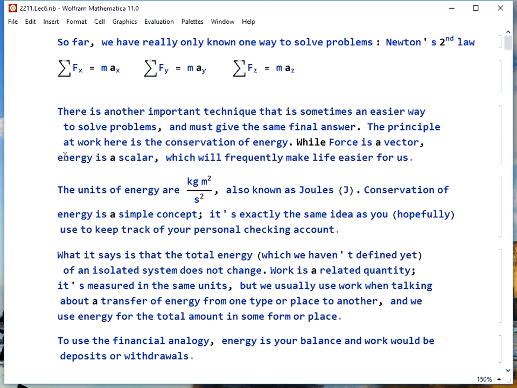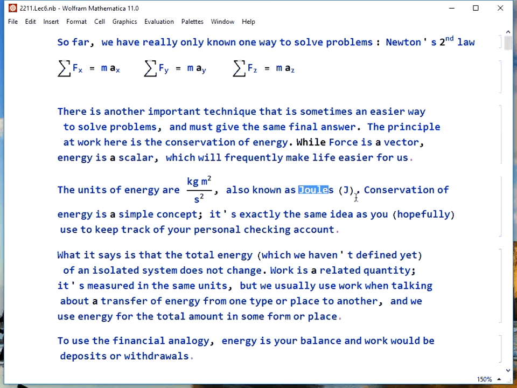Force is a vector, but energy is just going to be a scalar, which makes life easier. The units of energy are going to turn out to be kilogram meters squared per second squared, and it comes up so often that it has its own name, and it's a joule. Capital J is the symbol.